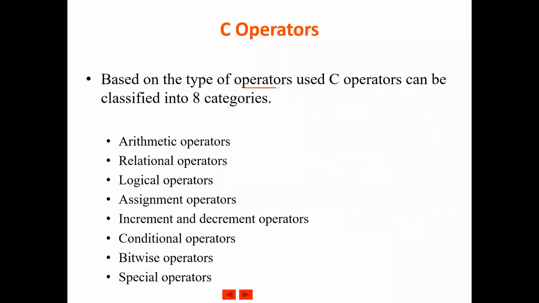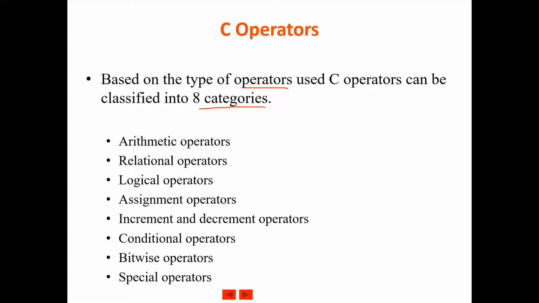Different types of operators. In the C programming language, we have different operators, and they can be broadly classified depending upon the type of operators. We can say there are 8 categories of operators. The main categories are arithmetic operators, relational operators, logical operators, assignment operator, increment or decrement operator, conditional operator, bitwise operator, and special operator. So these are the operators.